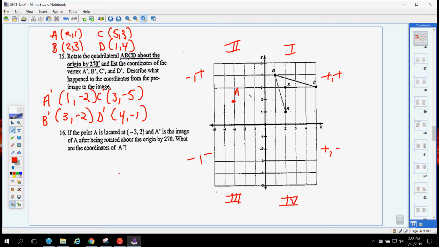Well, we know if this is at negative 3, 2, anytime we cross an axis in a rotation, inside the parentheses the X and the Y change places. Now, in quadrant, we just then apply the sign. So in quadrant 3, they're going to switch. It's going to be negative 2, negative 3. They're going to switch again when they cross the y-axis going over here.